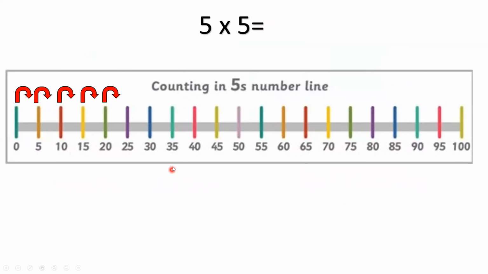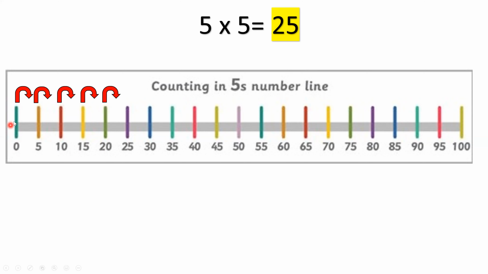We also worked on multiplying problems using our number line. 5 times 5. So you start at 0 and you move your finger across the number line 5 times. I'm pretending that my spotlight is my finger. Are you ready? 1, 2, 3, 4, 5. So 5 times 5 equals 25.